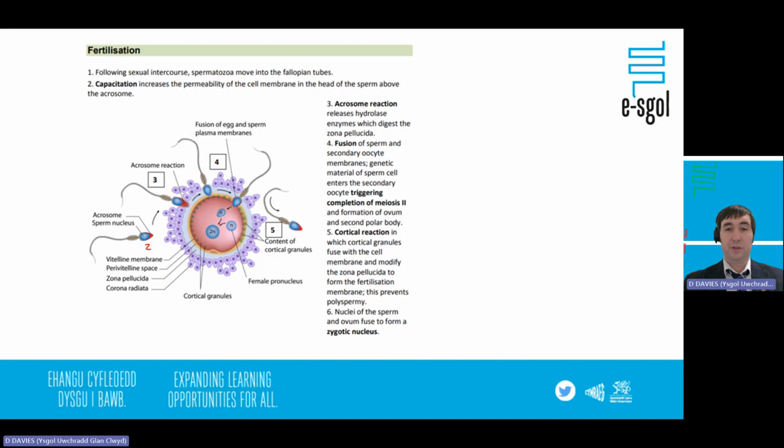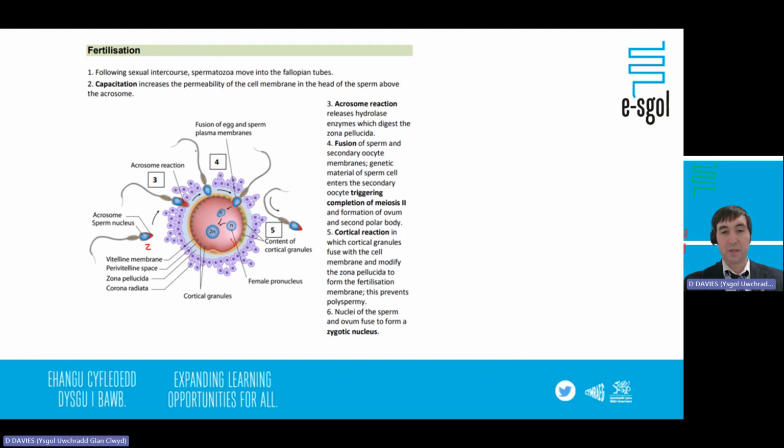Next, fusion. Fusion is the sperm and the secondary oocyte membranes joining together, and the genetic material entering the cell. The membranes join here and that haploid nucleus enters the cell. That triggers the completion of the second meiotic division to form the ovum and the second polar body, which goes off down there. Then those two nuclei join together to make a diploid nucleus.